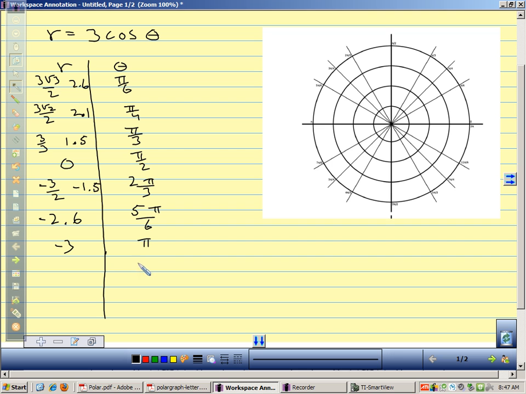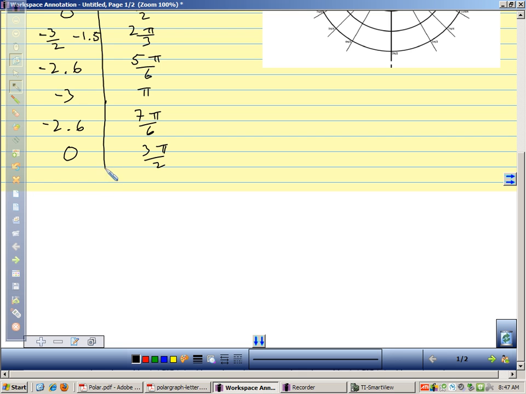At 7 pi over 6, we get negative 2.6. At 3 pi over 2, plug that in, and we get 0 again. We'll plug in a couple more. At 11 pi over 6, we get 2.6 again. And at 2 pi, we get 3. So now we're just going to plot.